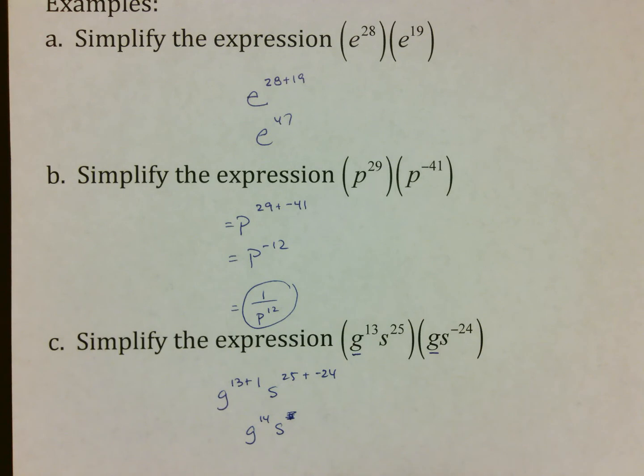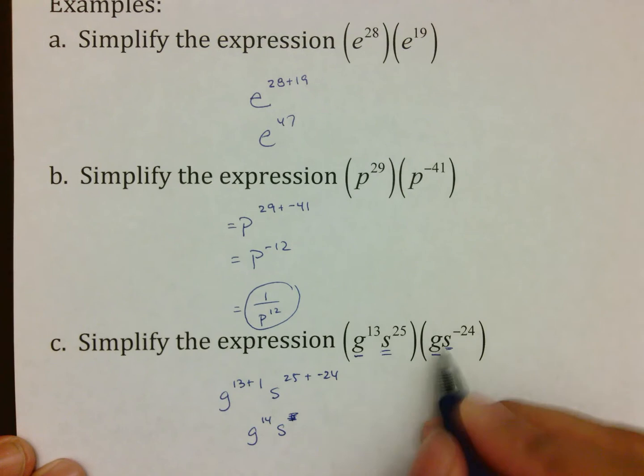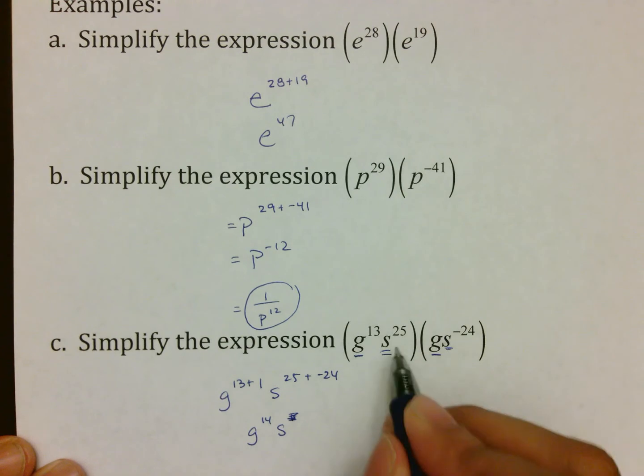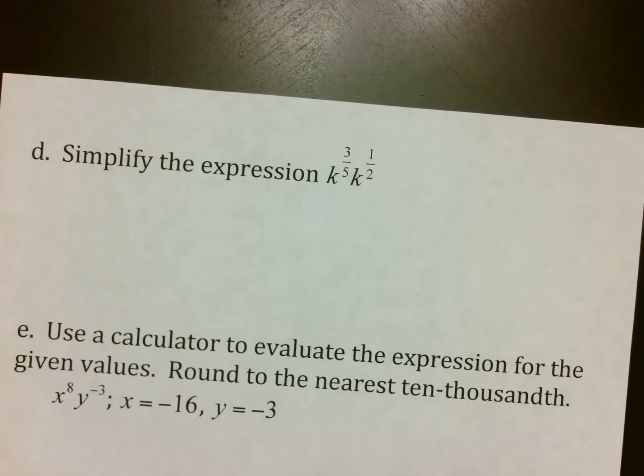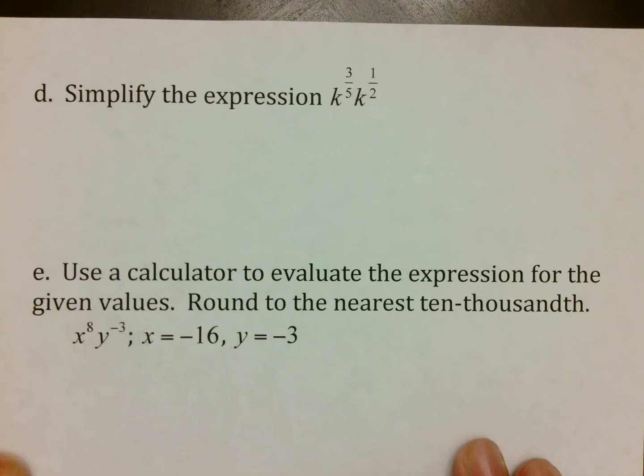Okay? But again, put your parts together. G goes with G, 13 plus 1. S goes with S, 25 plus negative 24. Simplify each part and rewrite each part, kind of like you did again in section 7.1. So it's slowly building, but again, just make sure you're keeping up with everything, because if you don't, it's going to get ugly really fast.